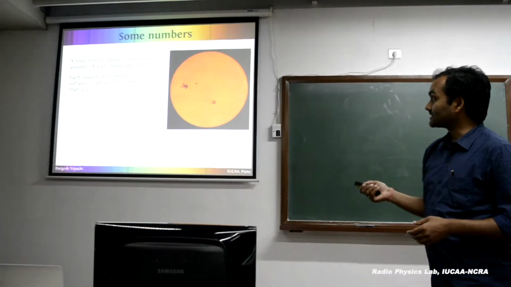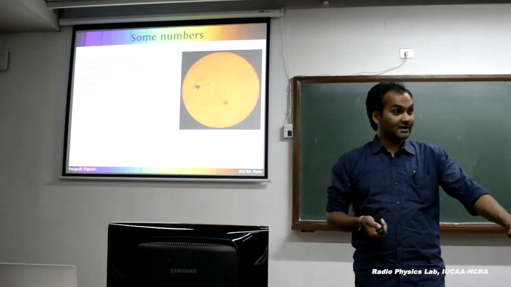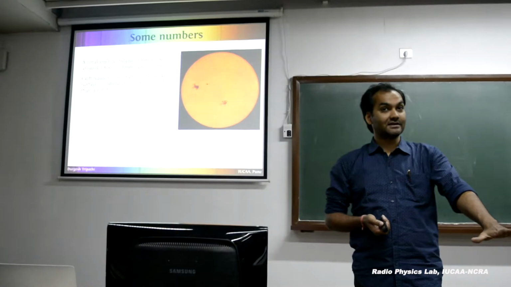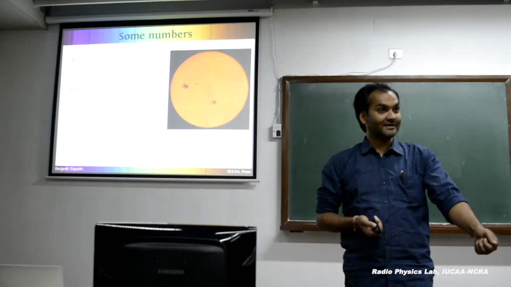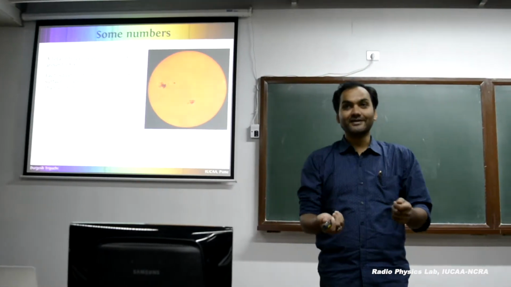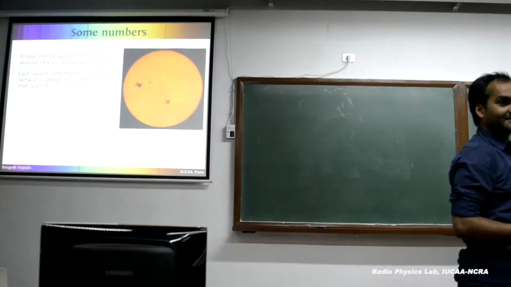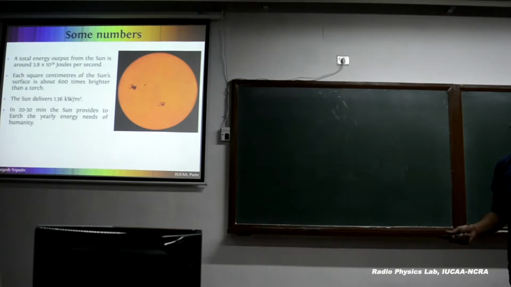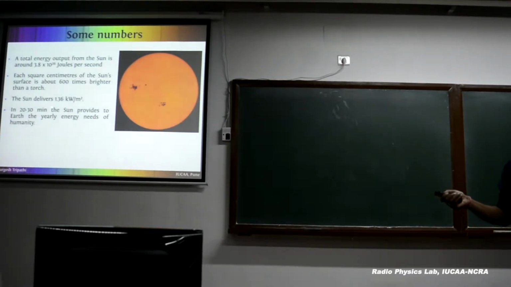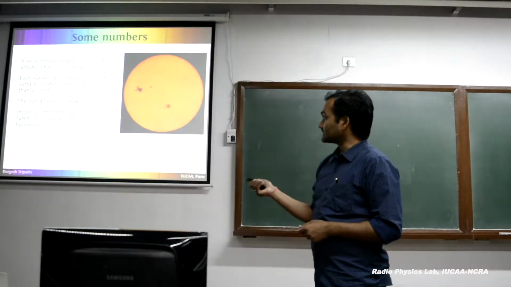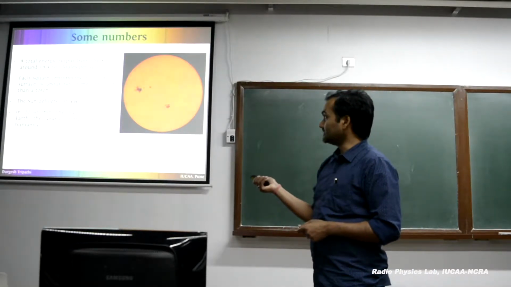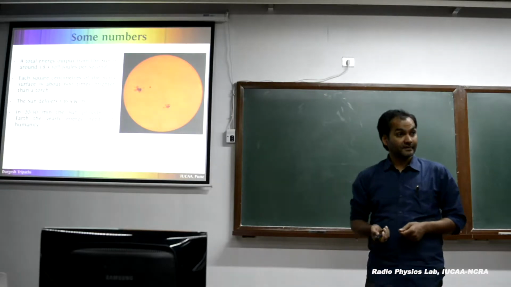Now, I was giving a talk somewhere, and one small kid stood up and said, when you say torch, what torch do you mean? Is it a 3-cell battery or 5-cell battery torch, or which one? So take a ballpark number, right? That is your solar constant, right? So in 20-30 minutes, the sun provides the yearly energy needs of humanity. Okay?